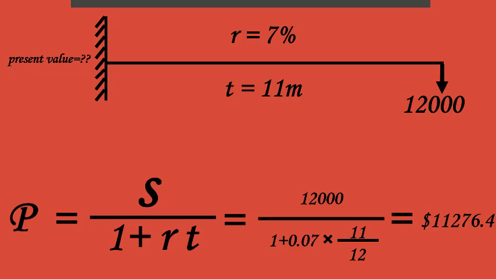B equal $12,000 over 1 plus 7% times 11 over 12, so B equal $11,275.4. Note that S is greater than B, and to get I equal 12,000 minus 11,276.